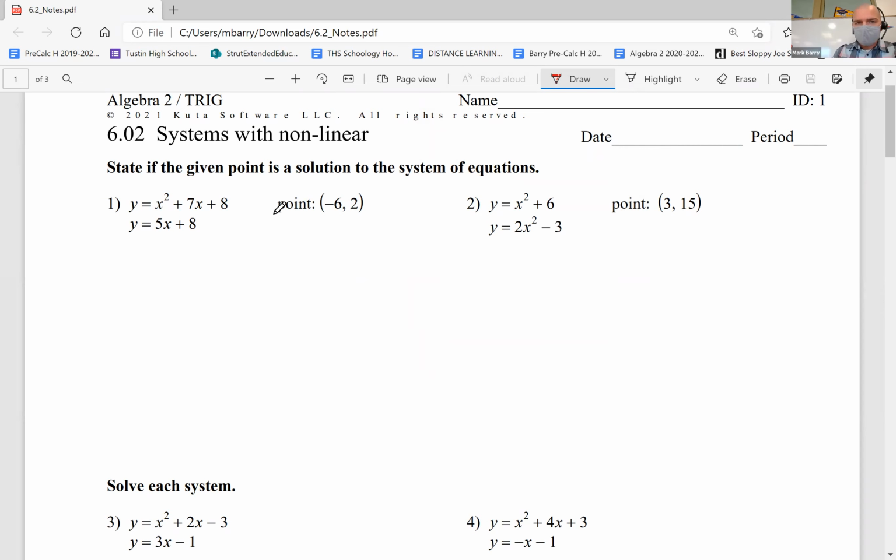So the first set of problems here, I think, are actually pretty easy. They say state if the given point is a solution. So they give us a point, okay? In this case, -6, 2, and we're checking to see if this is one of the solutions. If it is a solution, I should be able to plug in the x for x and the y for y on both equations, and it should create a true math statement, okay? So let's check it out here. Let's plug this into our first equation. So I'm going to plug in 2 for y, and I'm going to plug in -6 for x, okay?